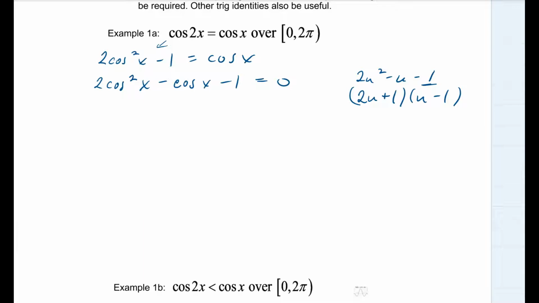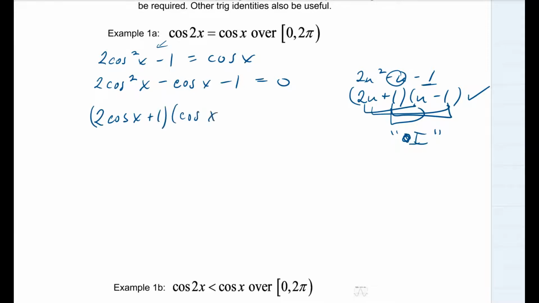And so 2u plus 1 times u minus 1 would, of course, be the factored form here. And we could check that quickly by doing the OI test, which is the outer and inner product, to see if we would get back to minus u. And we do. And the first terms give us 2u squared, and the last terms give us the negative 1. So this does work, and that's good. So that means that 2 cosine of x plus 1 times cosine of x minus 1 equals 0 is our factored form of our equation. And we can set these two factors equal to 0.